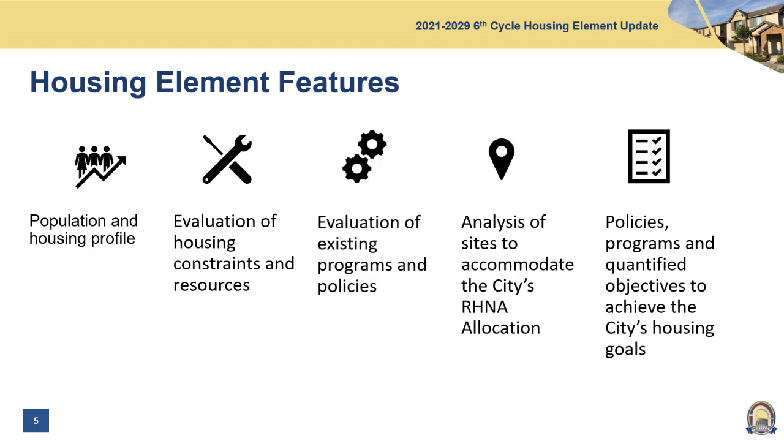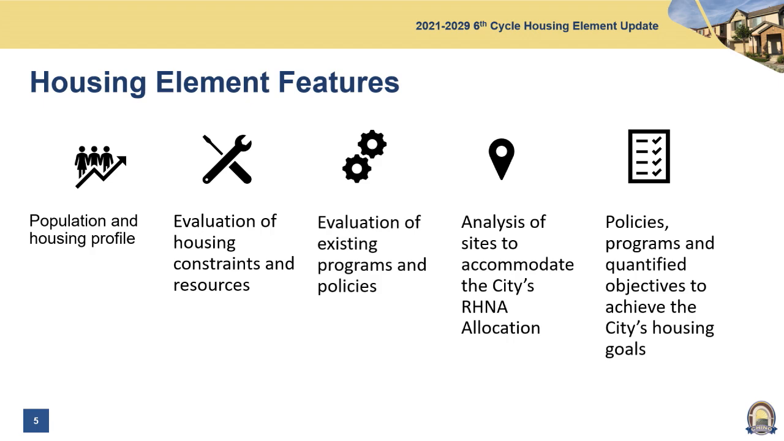There's an evaluation of housing constraints and resources. This is big because it identifies potential governmental, non-governmental, environmental, and other constraints that may inhibit the development of housing. When we talk about development of housing specifically, we're talking about the next 8 years, 2021 to 2029. That's the 6th cycle housing element, the current housing element cycle that we're planning for. We also look at resources, primarily land resources, but also other potential strategies the city can use to eliminate or mitigate some of those constraints to housing development.